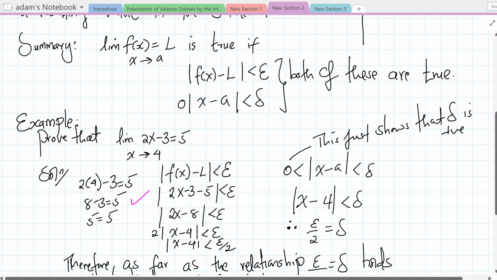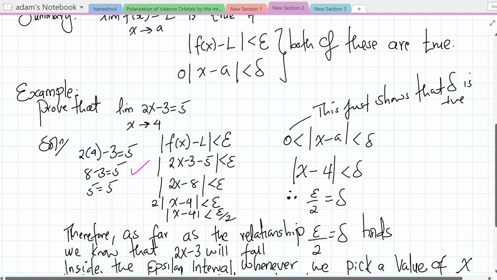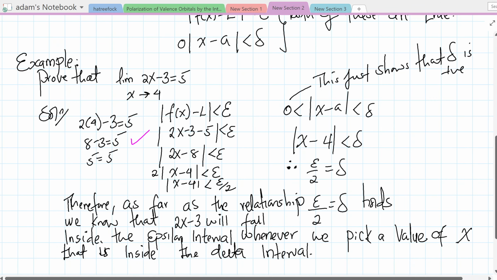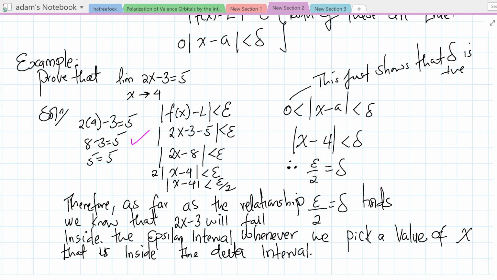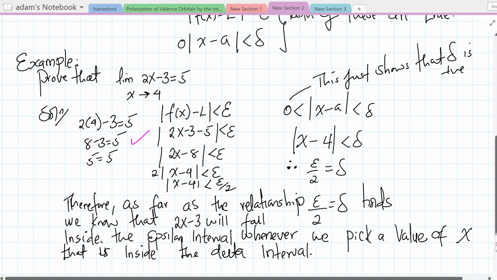So let's do an example. Prove that the limit of 2x minus 3 is equal to 5 as x goes to 4, that is, as x approaches 4. First of all, we do the substitution part, and when we do that, we get this value here. We get that it is very true, 5 is equal to 5. And then from there we just comment on these two inequalities. So here we have this one over here, and then we have the other one over here. Both of these have to be true for this one to be true too.